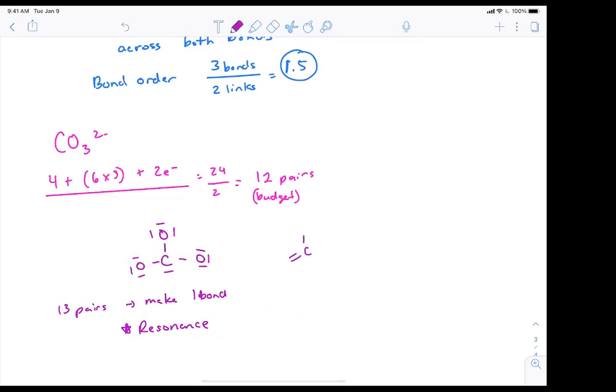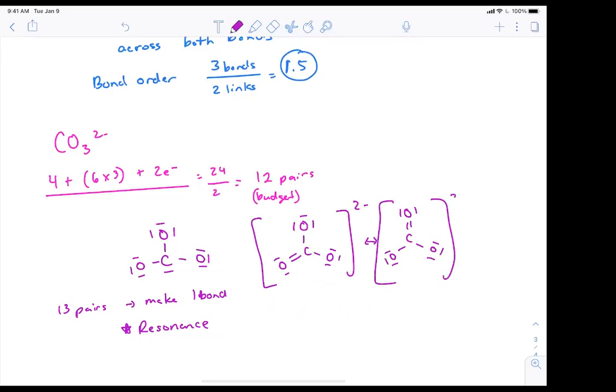You can either have this, this, or this. So 3 possible different locations. And the IB will want you to draw these out if they say draw all possible resonance structures.